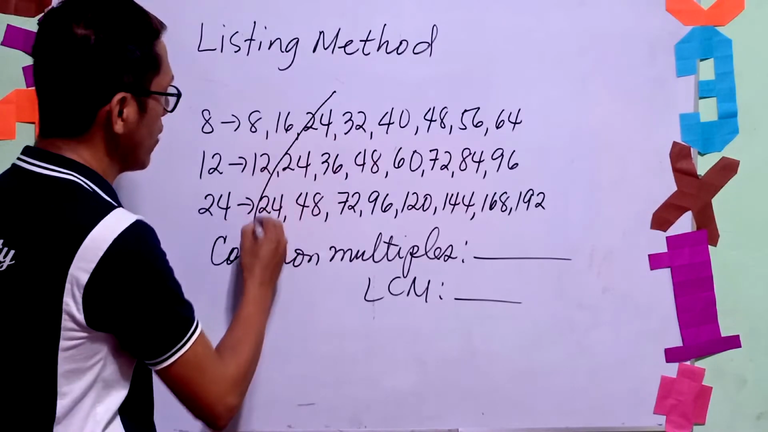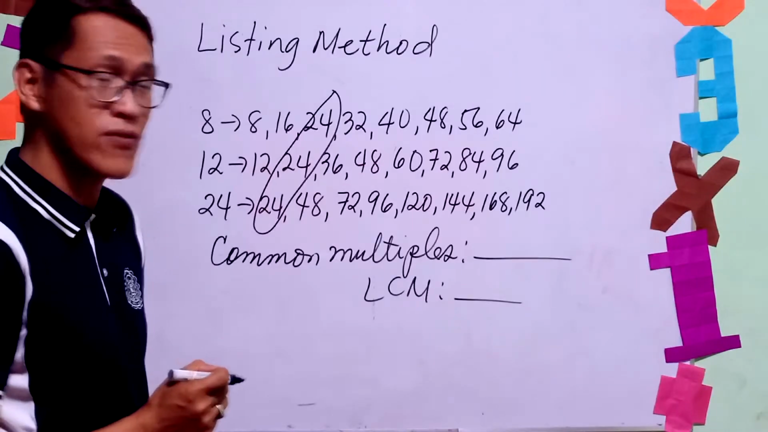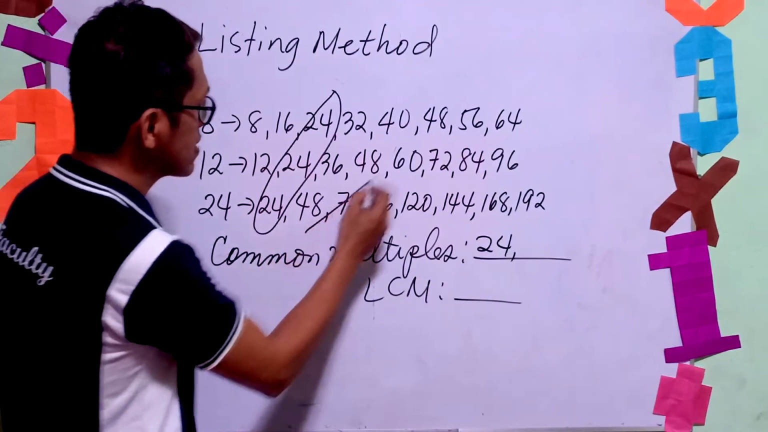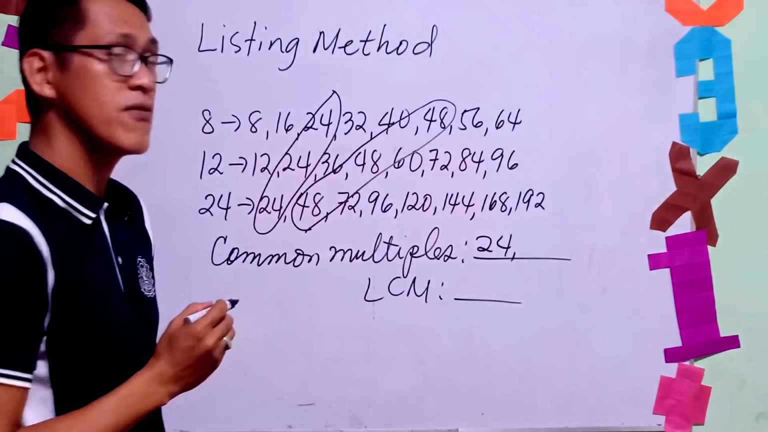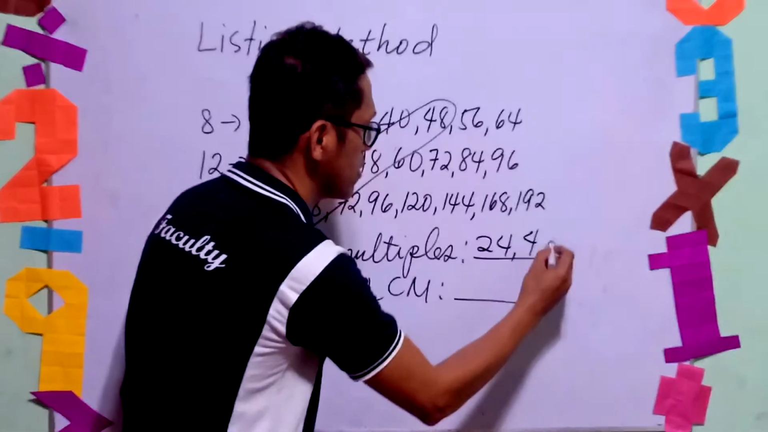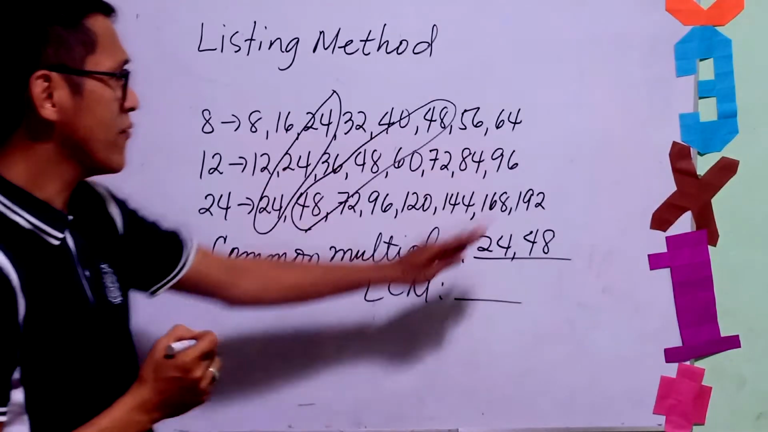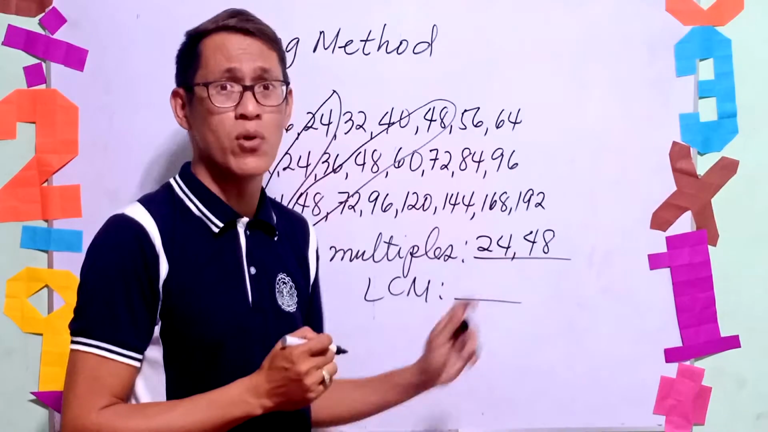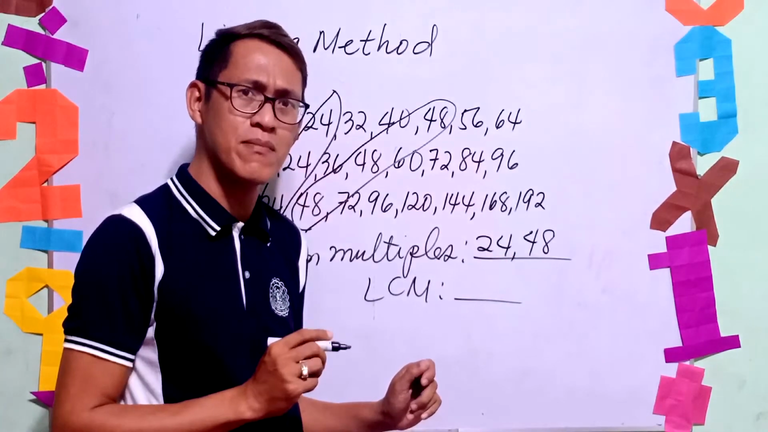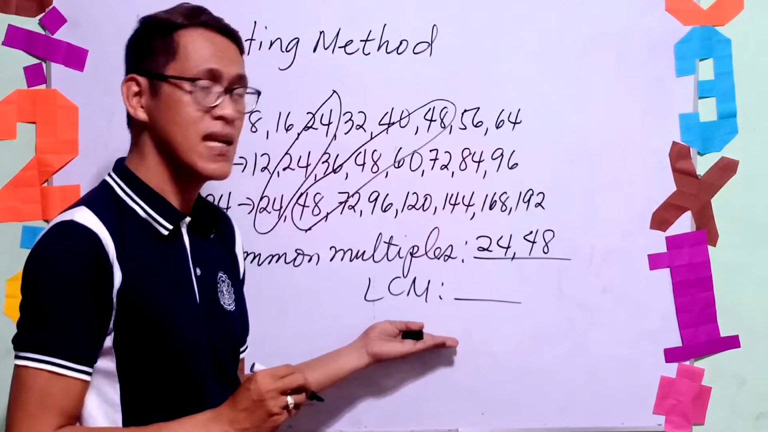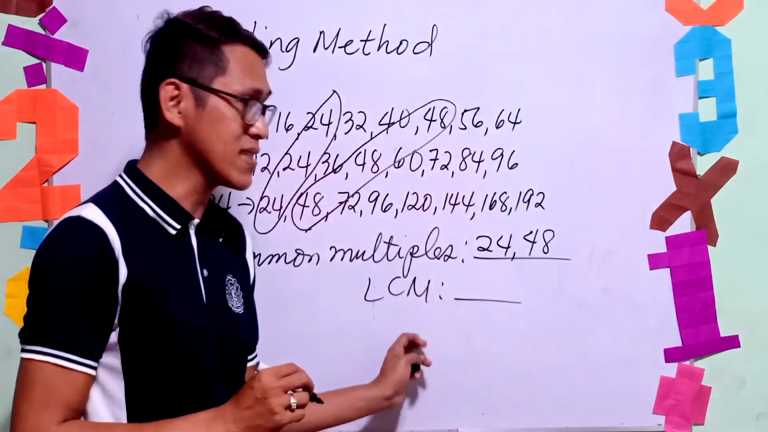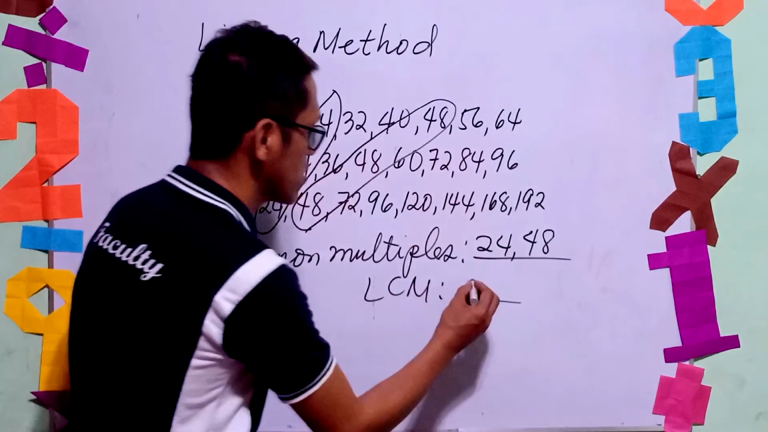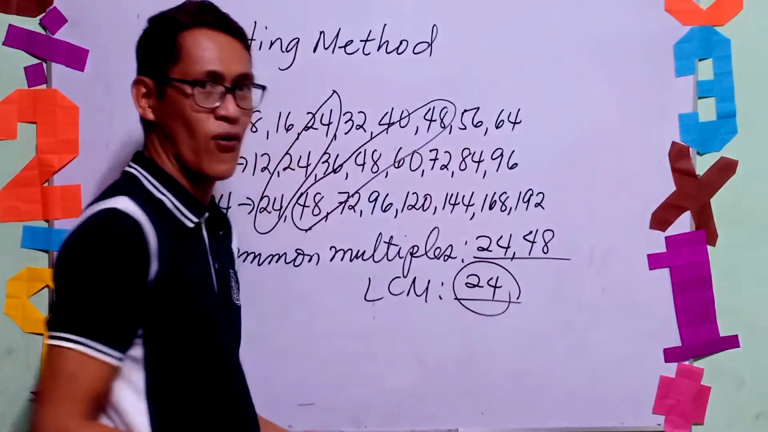Look at this. The three numbers have the multiple 24. That's a common multiple. What else can you see? Yes, look at this. The three numbers have 48, correct? As a common multiple. What else can you see? Again, if you continue getting the multiples of each number, you can have a lot of common multiples. But we don't need them. We only need the smallest, then that's our LCM. So here we have only 2. So the smaller one is our least common multiple. So our answer here is 24.